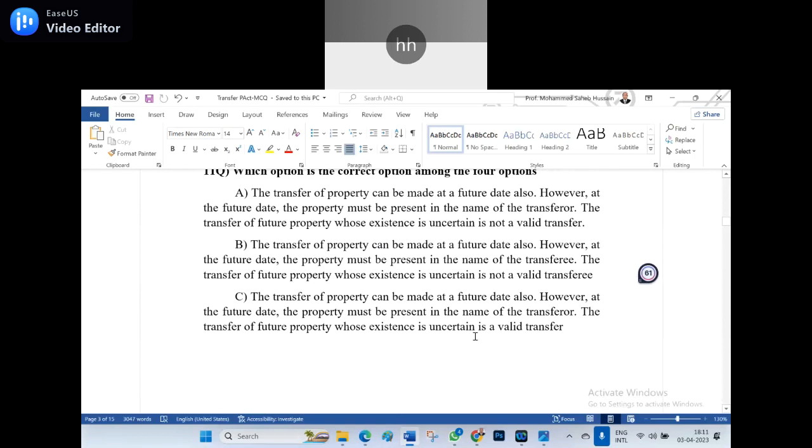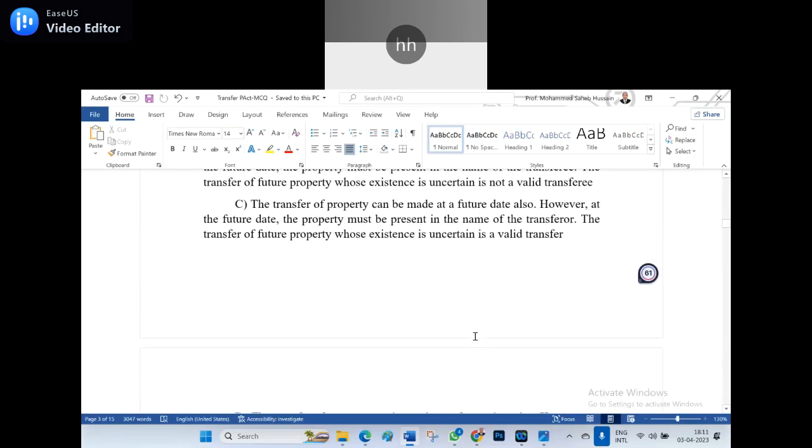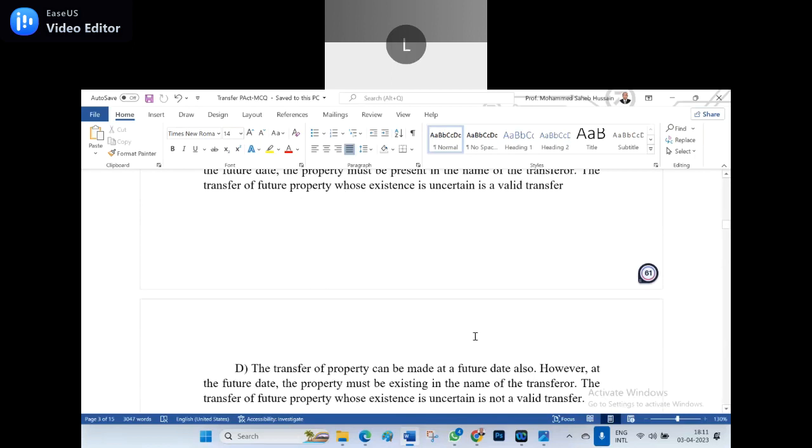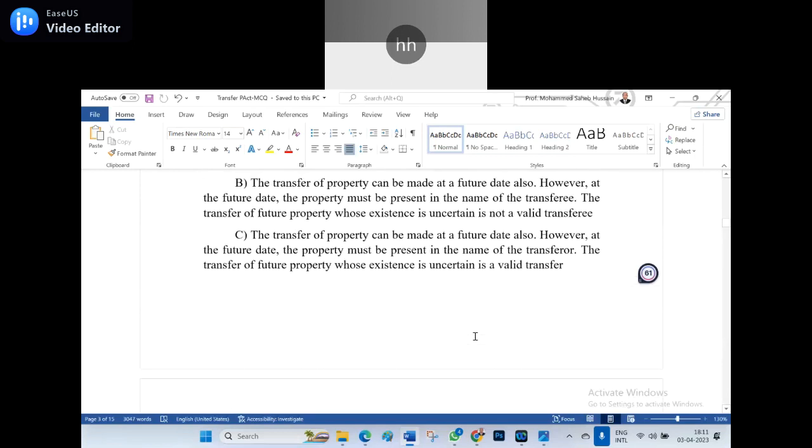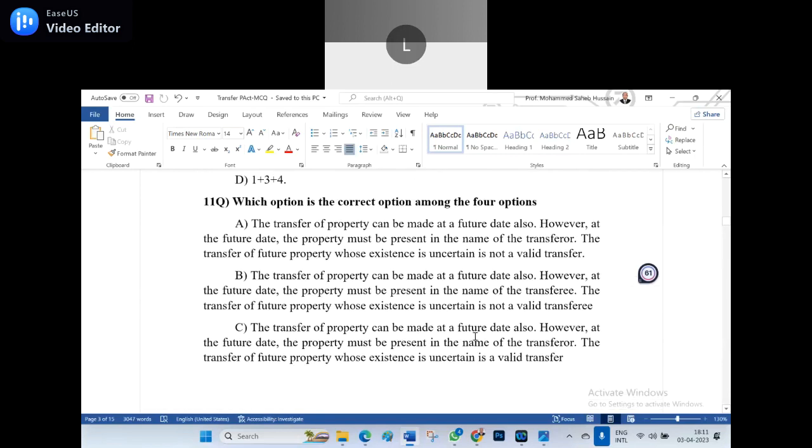D. Full D for dog. Yes, sir. You want to say D? This one? Yes, sir. Wrong. A is the right answer. The transfer of property can be made at a future date also. However, at the future date, the property must be present in the name of the transferor. The transfer of the future property whose existence is uncertain is not a valid transfer.